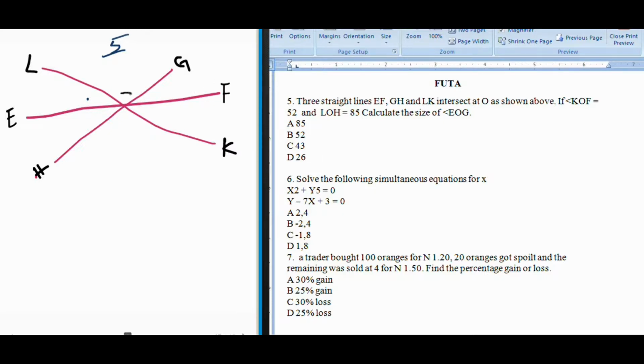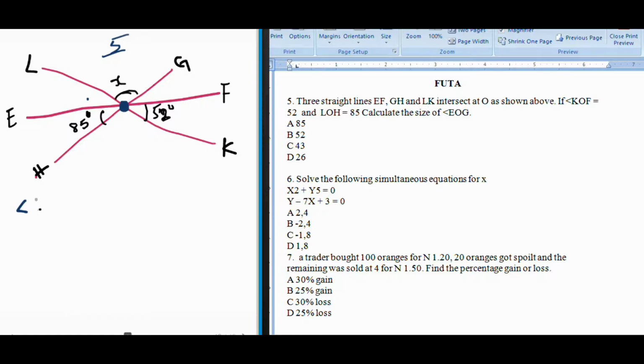Now, if you look at the angles, LOH plus HOF plus angle FOK is equal to 180 degrees. Reason: sum of angles on a straight line.